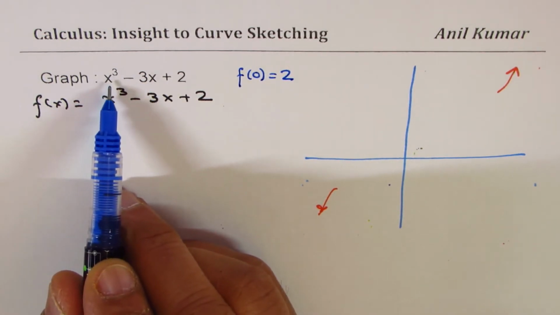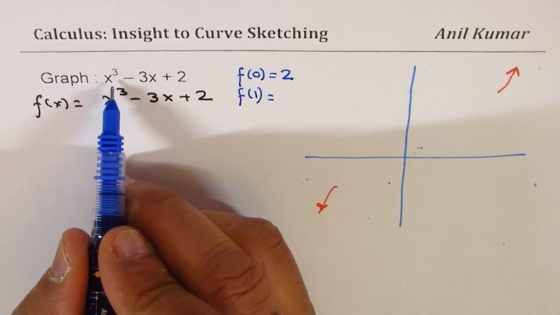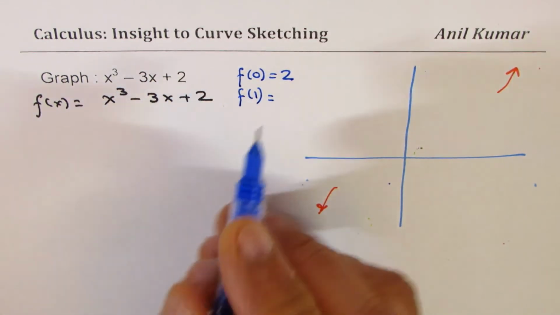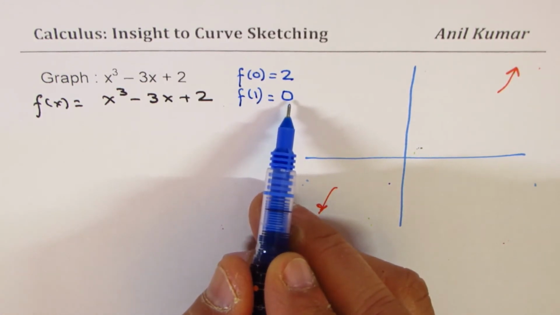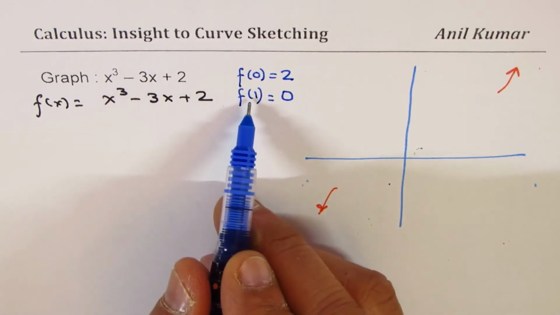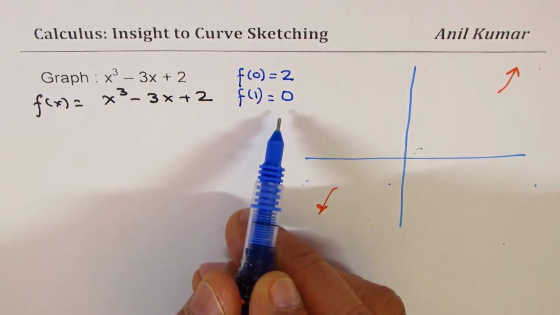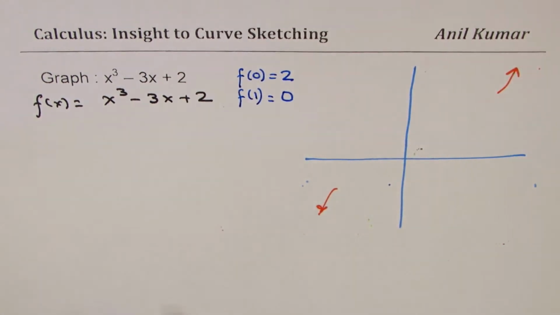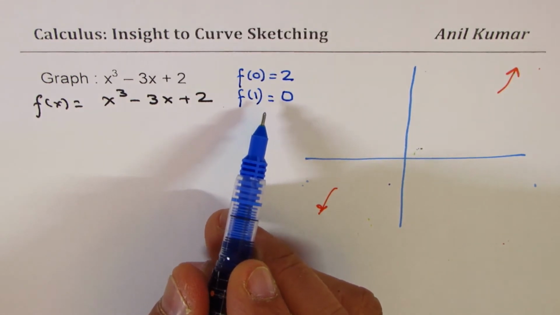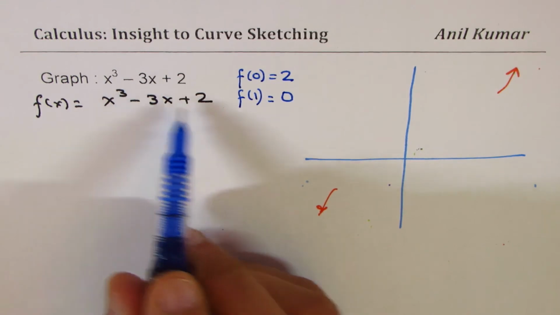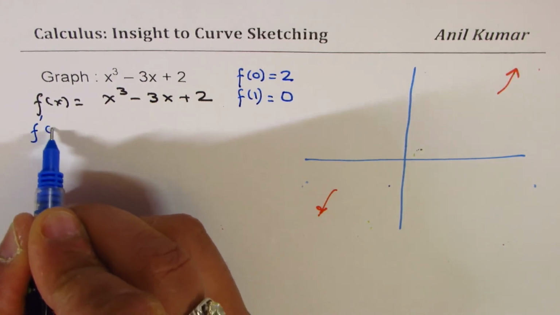Now can I figure out some zeros? If I substitute 1 here, what do I get? What is f of 1? So if I substitute 1, I get 1 minus 3 plus 2, which is 0. So I do get at 1 an x-intercept, right? I could actually find the other x-intercept also by dividing this equation. Is it okay? But for the time being, we'll skip it. We'll just move forward, and there is a reason for doing so. That is to say, we might get an idea to try another value as we find its first and second derivative. So let's first find the first derivative.